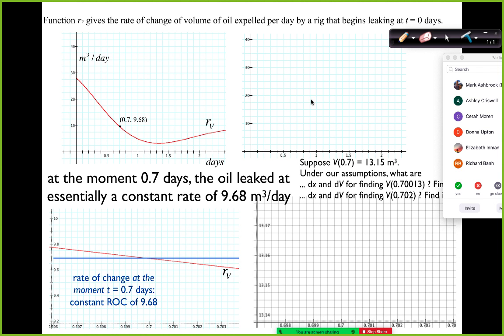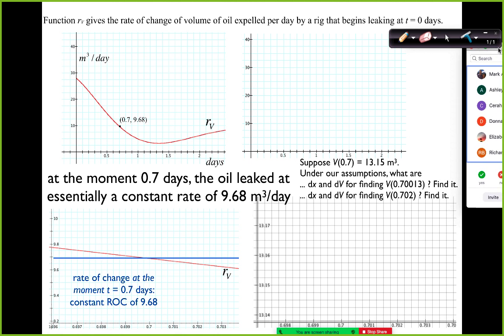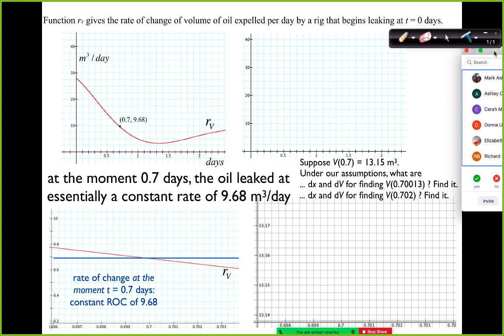Okay, so now we're going to use the stuff we've been learning. We've got the rate of change in this moment, and now we want to make some progress at how much oil we have. Suppose that at 0.7, this is how much oil has leaked thus far: the total amount leaked into the ocean, 13.15 meters cubed. So under our assumptions, what would dx and dV be for finding V of 0.70013? And what would dx and dV be for finding V of 0.702?